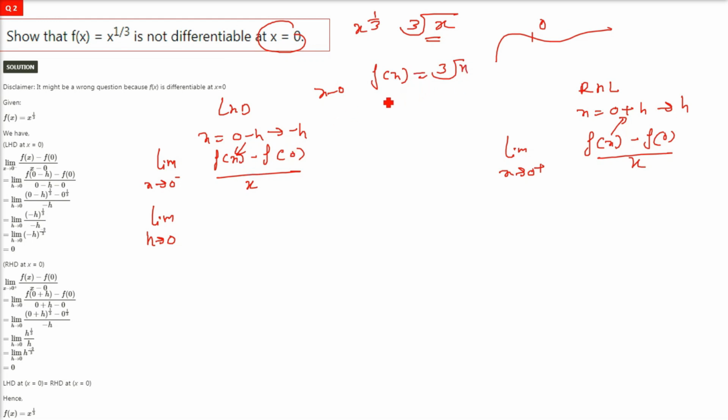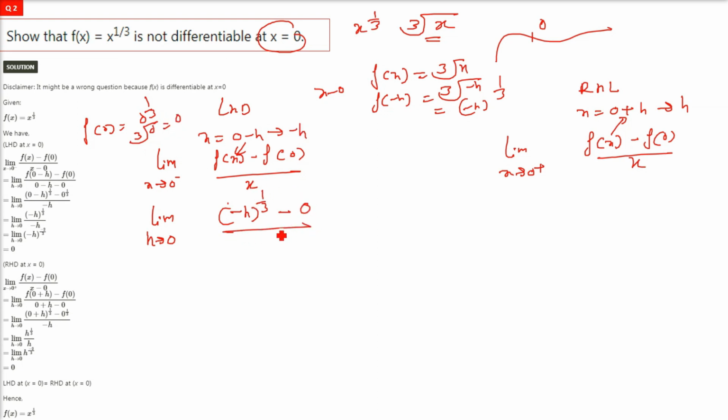So when we replace this f(minus h), it will be the third root of negative h, and negative h to the power 1 by 3 it is eventually. So I am writing it directly. So minus h to the power 1 by 3 minus f(0) is what? Third root of 0, any root of 0 is going to be 0 only. So just write 0. And in place of x, write minus h. So this is minus h to the power 1 by 3 divided by minus h.